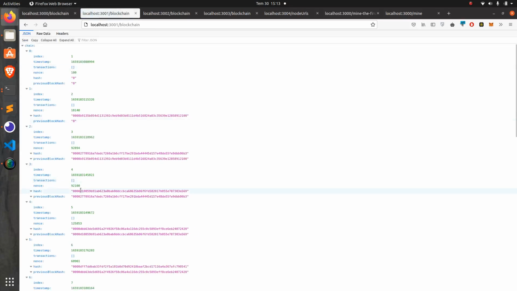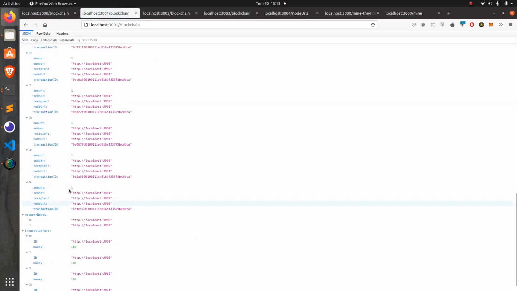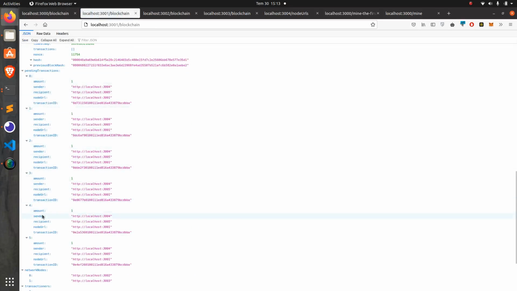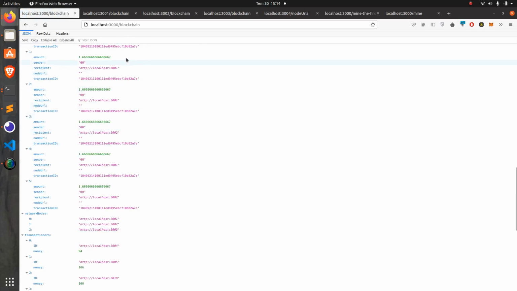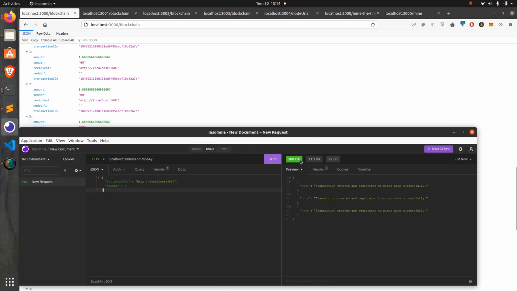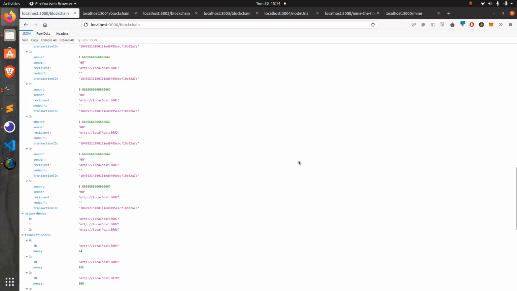Why are there 3 nodes? Because now I just sent 1, 2, 3, 4, 6 times, and every transaction node just makes the process and sends it to the blockchain miner node. If I send again, for example, just wait.